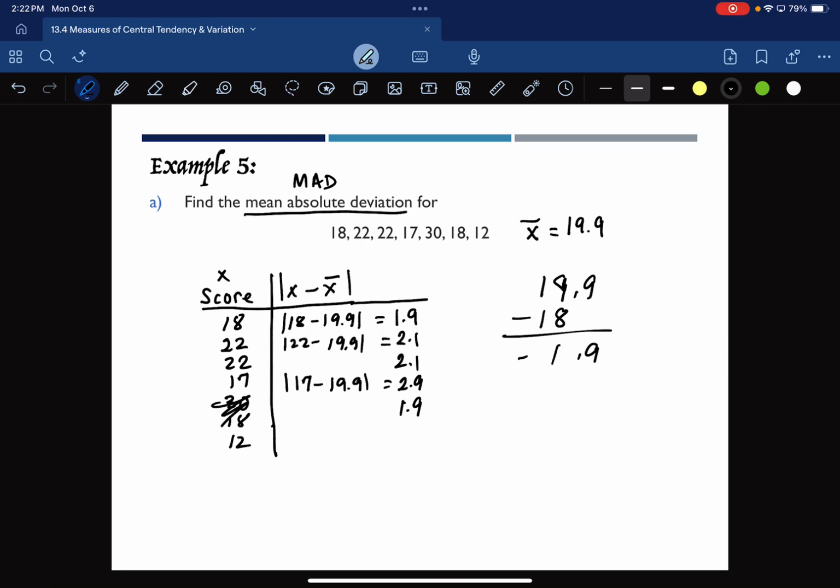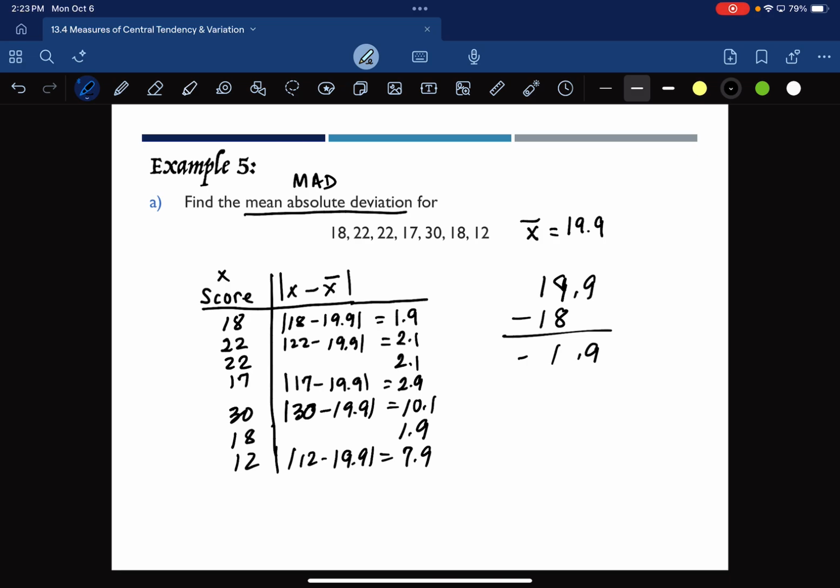I think I have them too close together. Let me move them down a little bit. 30, 12. Okay, just a little too close together on my screen. 30 minus the 19.9. What's that one? 10.1. Then I have the 18, which I knew was 1.9. The last one is 12 minus 19.9, 7.9.